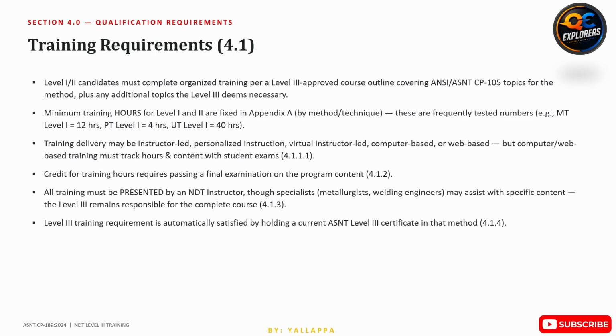If additional knowledge is necessary for a particular industry or application, the Level 3 has the authority to include extra subjects. For example, a refinery may require additional training on API standards, while an aerospace manufacturer may include customer-specific procedures or regulatory requirements. This flexibility allows employers to tailor training to their operational needs while still complying with the minimum requirements of CP-189.